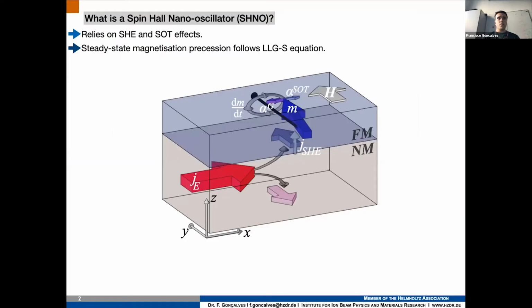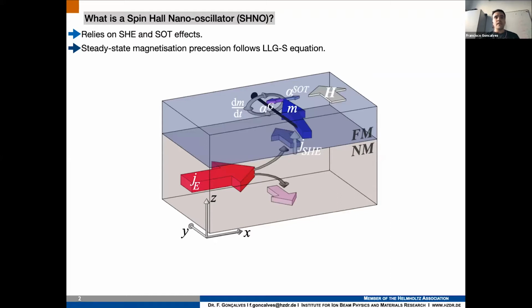So what is a spin-Hall nano-oscillator? It's essentially a bilayer structure that relies on a spin-Hall effect and spin-orbit torque effect to generate steady-state magnetization precession that occurs in the microwave frequency range. This bilayer system consists of a non-ferromagnetic metal, it could be platinum, for instance, and it is placed adjacent to a ferromagnetic layer. So it could be permalloy, it could be anything you'd like.